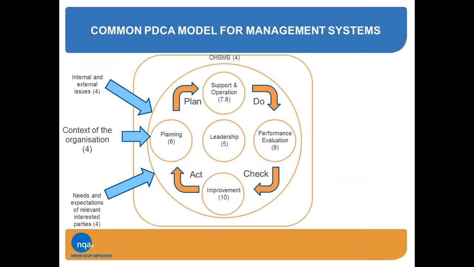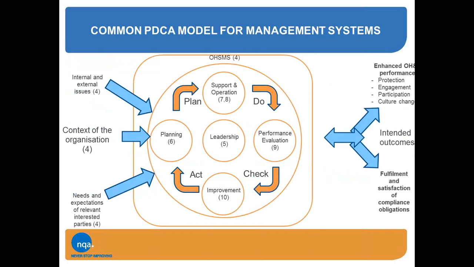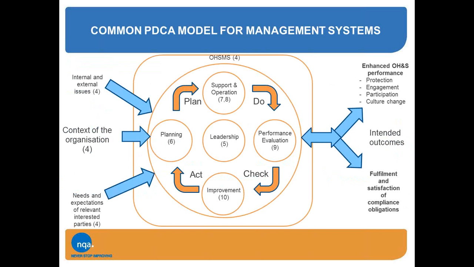Internal, external issues. If we think of it as a process approach, so we've got internal and external issues coming in, the context of the organisation and the needs and expectations of relevant interested parties. That's the management system process in the centre. And then to the side of that, we've got enhanced performance, protection of staff and workers, engagement and participation, culture change, fulfilment and satisfaction of compliance obligations, both statutory and non-statutory ones. So that's looking at it as a very simplistic process model, inputs, the activity and the outputs.